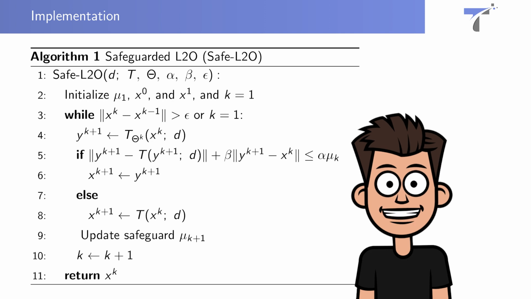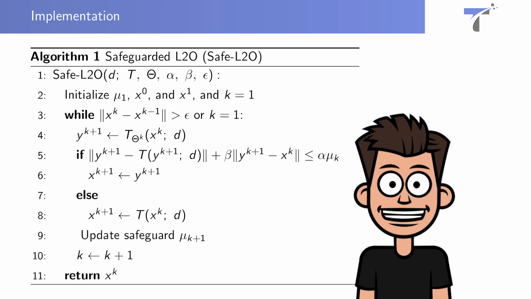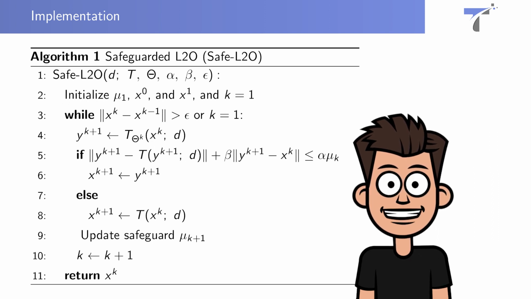Now, in line 4, we see an L2O update is applied to xk. If this update is good, as measured by our safeguard condition in line 5, then we apply it in line 6. That is to say that if this safeguard condition is satisfied, then xk plus 1 is equal to our L2O update. Otherwise, xk plus 1 is given by applying the classic update operator T to xk. In line 9, we see that we update the safeguard mu k to get mu k plus 1. In line 10, we update our counter k, and then in line 11, we return our solution estimate xk.